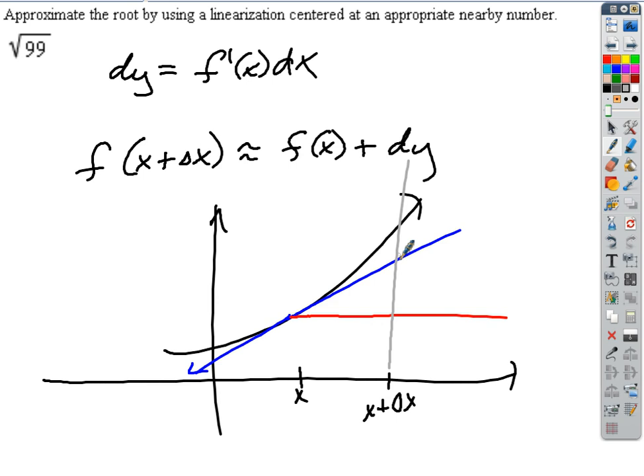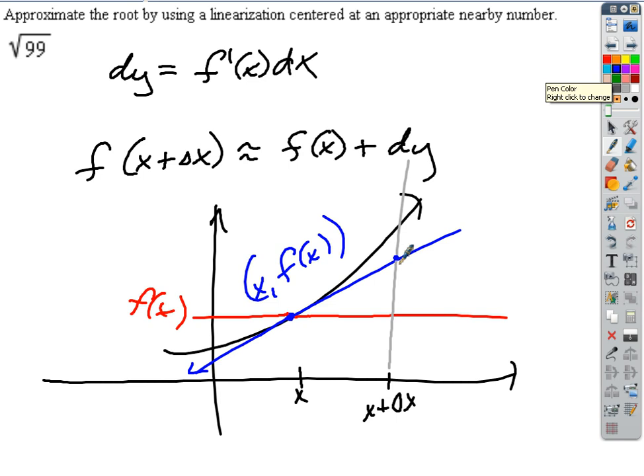So we're trying to approximate f of x plus delta x, the value of the function. But we don't want to go through the exact calculation. We're going to estimate it with our linear model. Here's the estimate right there. That's what we're trying to find. What are the coordinates of that point? This y value is just f of x. And this distance right here is our differential approximation for how much the function is changing.